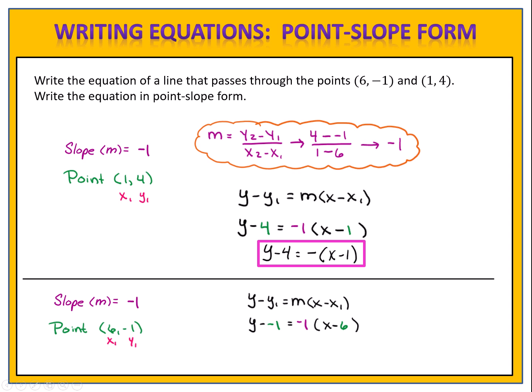6. Again, I would simplify the equation. I have the double negative on the left and the -1 in front of the parentheses. That leaves me with y plus 1 equals negative times x minus 6. Although this equation looks very different than the first equation that I came up with, it's important to remember that they are equivalent equations, and they both represent the same line.